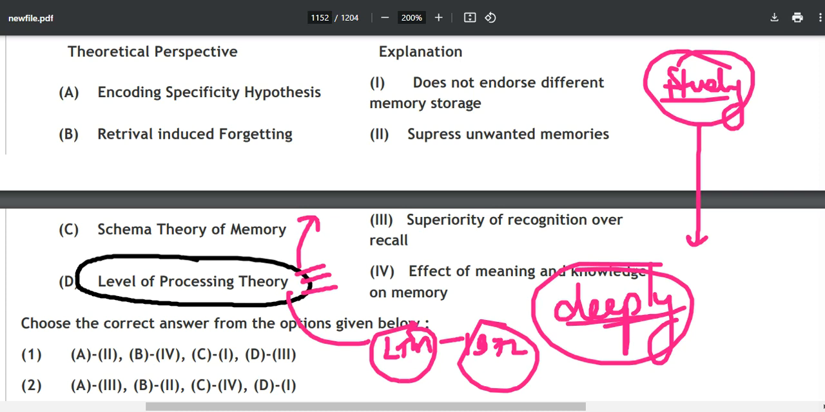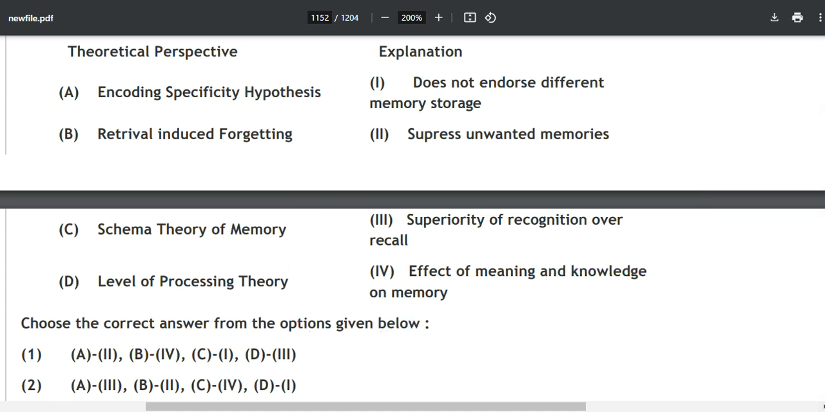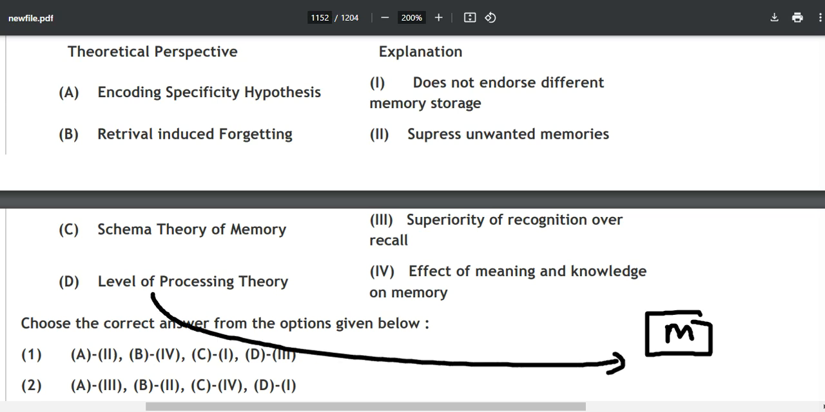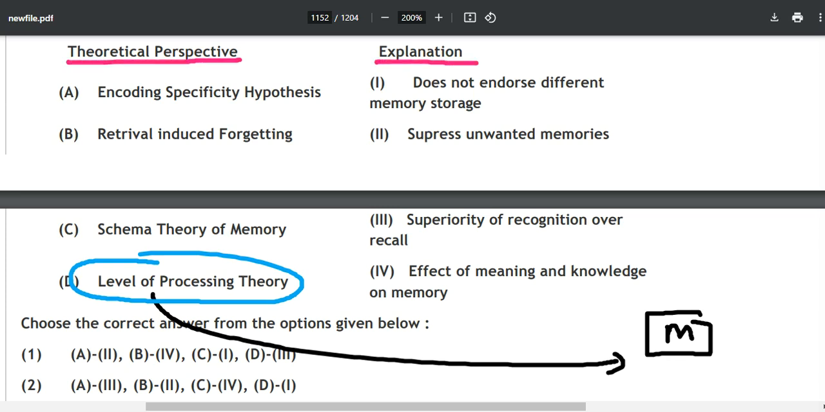Now you know that levels of processing talks completely about deep explanation or deep understanding and all those things. Your memory will depend completely on your level of processing. Now it is so simple. You have to just match this knowledge out of these four options and find out how it is suitable. Now it is telling you the theoretical perspective and explanation as well.